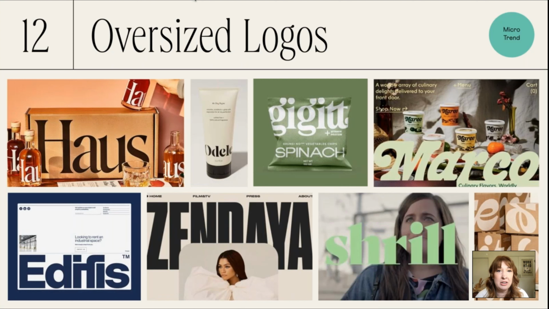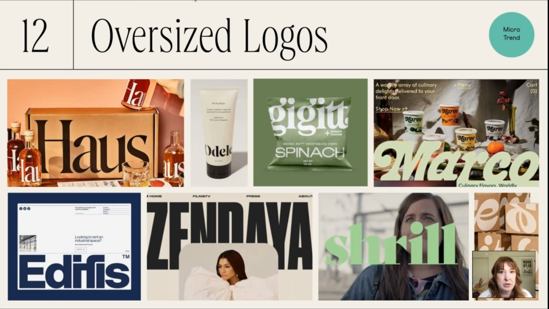And then trend number 12, this is oversized logos. This is more of a technique, but something that we're definitely seeing is everyone wants their logo bigger, better, louder. They're doing it on packaging, they're doing it on websites. You get to a landing page and the logo's taking up your screen, or you scroll all the way down to the footer and the logo is spanning the width of your screen.